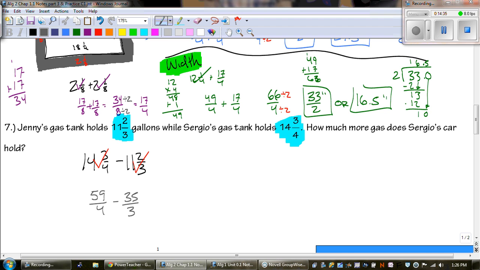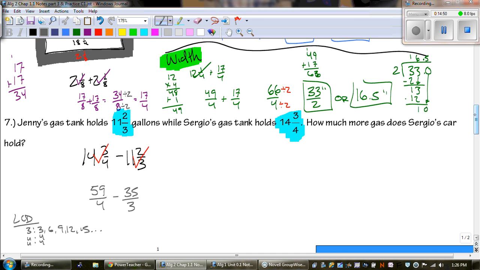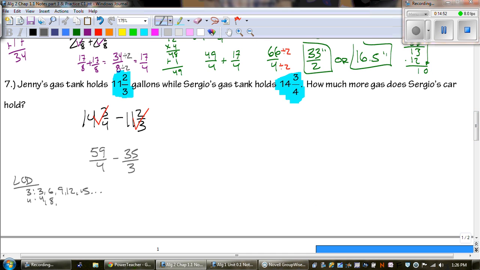Now, our next issue is we're subtracting and we need an LCD. So I'm just going to think of the multiples real quick. And I'm looking for a number that they both have in common. So 4, 8, 12, 16. Did you see that they both have 12 in common? Well, good. That tells me that I have to multiply the 4 by 3 and the 3 I'm multiplying by 4. And what you multiply the top by, you have to multiply the bottom by.